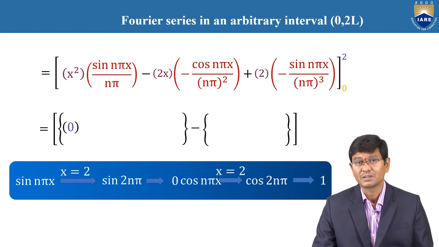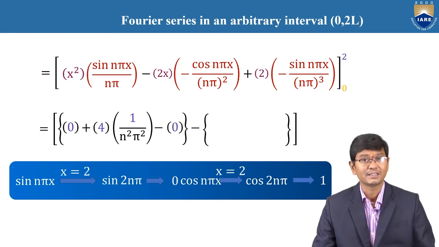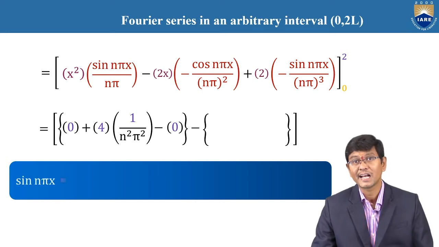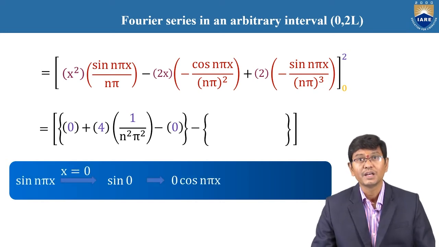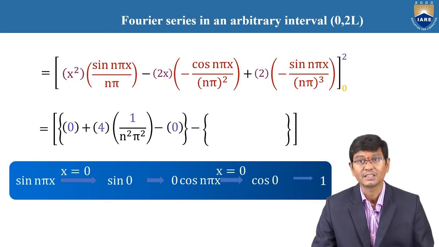Therefore, by using this value when you replace in the first bracket, the first term is equal to 0. Similarly 0 plus 4 into 1 by n square pi square minus 0. And again by using the second integration with the lower limit at x equal to 0, sin n pi x is sin 0, which is also 0. And in the second part, cos n pi x at x equal to 0, cos 0 is equal to 1.